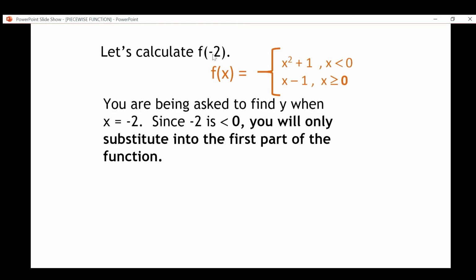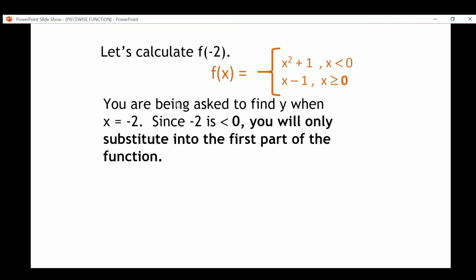Let's calculate f of negative 2 naman. So, first step, tandaan, hanapin muna natin kung saang function mapupunta yung negative 2 natin. So, pipili tayo sa interval ng domain natin. So, si negative 2, class, less than 0 siya. So, nandun siya sa kaliwa ni 0. So, ito ang pipiliin natin na function natin na pagsasubstitute-an natin. Okay? So, x squared plus 1.